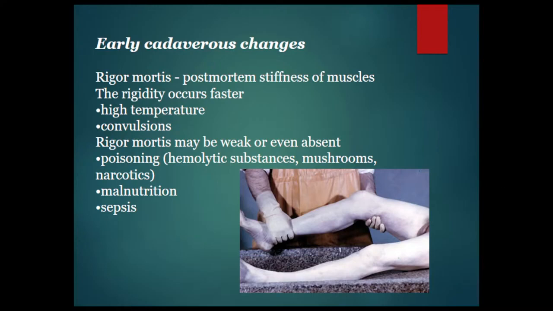One more early cadaverous change is the rigor mortis, postmortem stiffness of muscles. This is the rigidity of all the muscles of the body, including the smooth muscles. This rigidity is due to biochemical changes within the muscles. For muscular activity, the contracting complexes need energy. This energy is provided with ATP molecules. As you understand, it's evident after the death there is no production of ATP anymore.